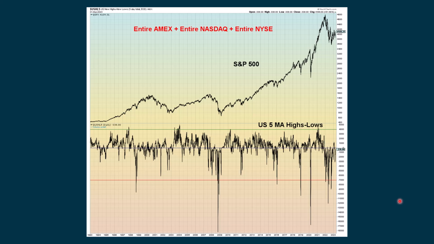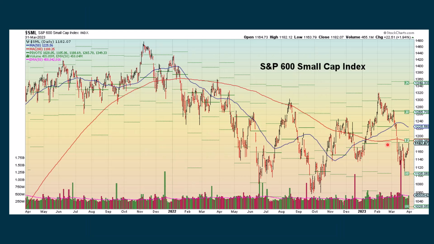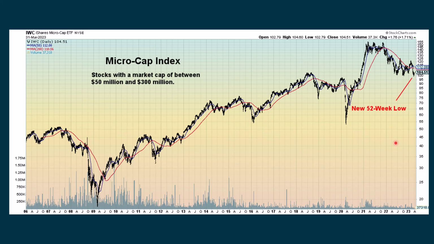Another area we look at are some index comparisons. Here's the Amex, the NASDAQ, and the NYSE. We take a 5-period moving average of their highs minus the lows. They are still negative, so broader based, we're not seeing a lot of this strength yet. Small caps are still in an overall uptrend. Even though they saw some weakness, they have been bouncing back, but they have yet to recapture the 200-day moving average. The micro caps, which we started watching because they hit a new 52-week low very recently, are also bouncing back up. This could be negative for the market if these stocks really start to break down.